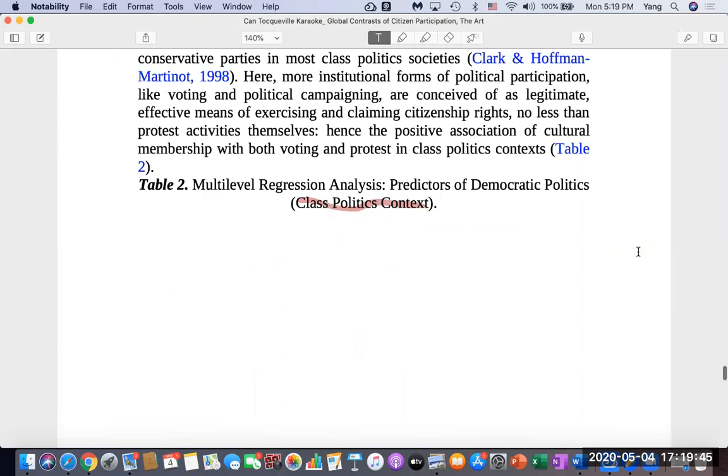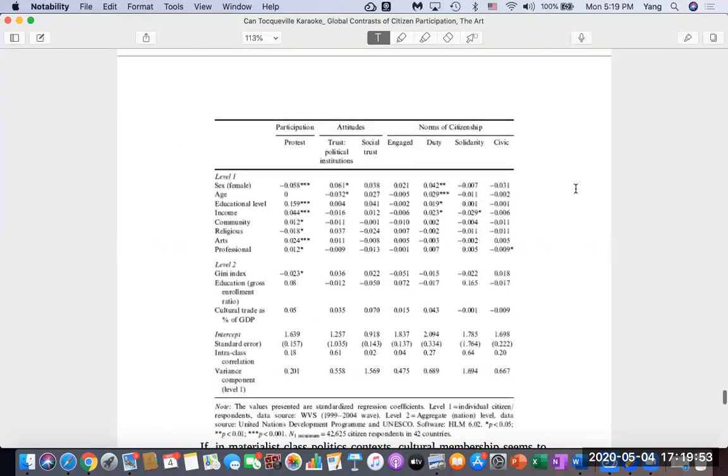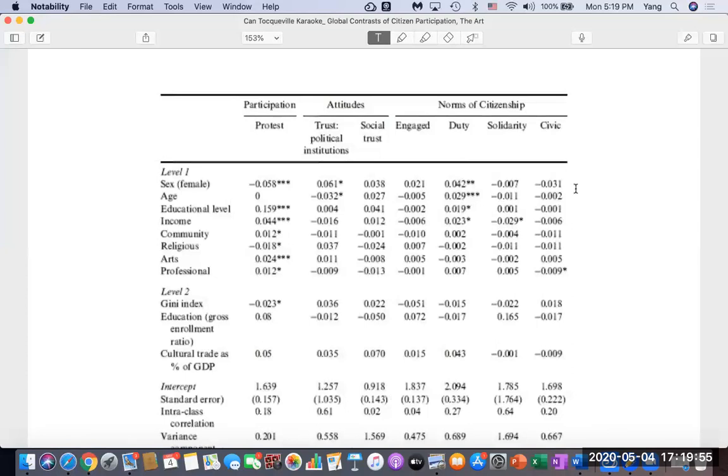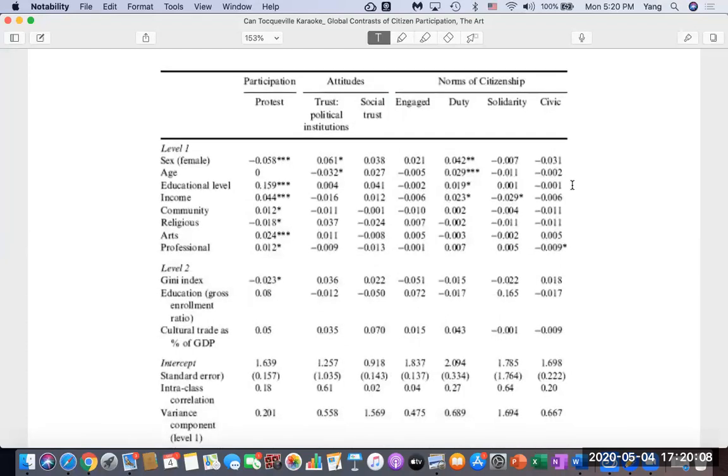Stop right there. The underline in red is the class politics context. That is, we look at the strength of these coefficients in different contexts. In places where class politics is stronger, the variables with the little stars on them become more important. We find, for example, that the arts is positively, significantly important in heightening potential protest within a class politics context and within a new political culture context.